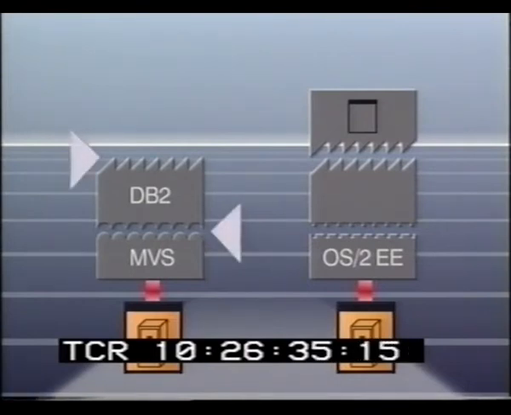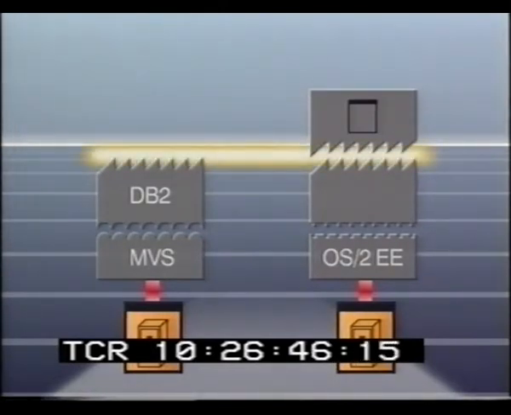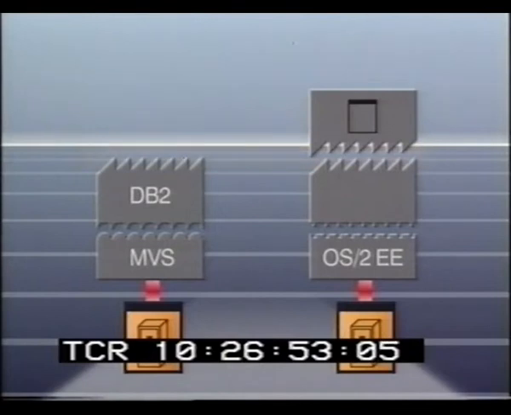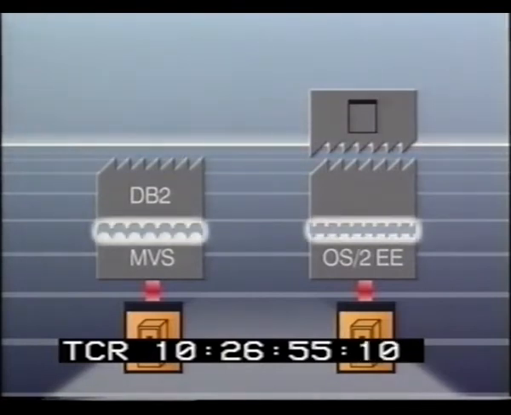Touch the part of the DB2 diagram which represents the same function as the Database Manager in OS2 Extended Edition. That's right. The interface to the applications program is the same, the SAA Database Interface. In this example, the interface to the operating system is different. In an MVS system environment, DB2 can use hardware features which do not exist in the OS2 environment.